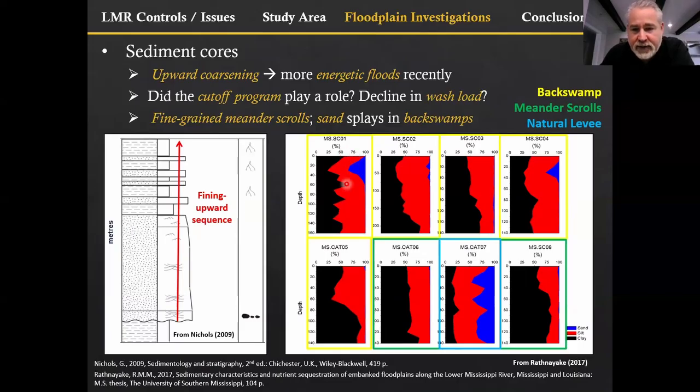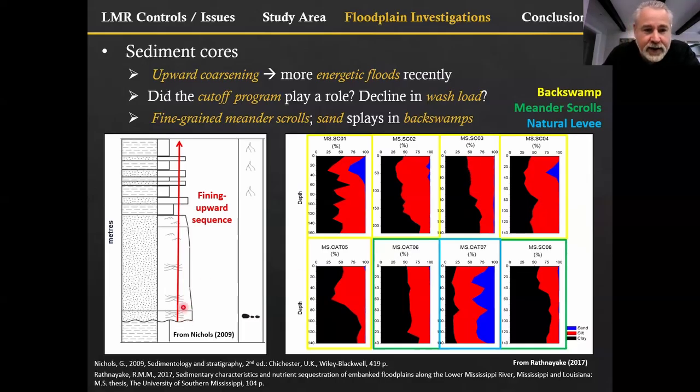So in 2015, we didn't have much money for any kind of dating, but we could analyze those core samples for their grain size amongst other variables. And in general, we see blue sands, red silts, and black clays. Going down the profile, almost all of these, in particular in these back swamp deposits, are showing coarsening upward sequences in the upper 1.5 to 2 meters of the floodplain sediment column.